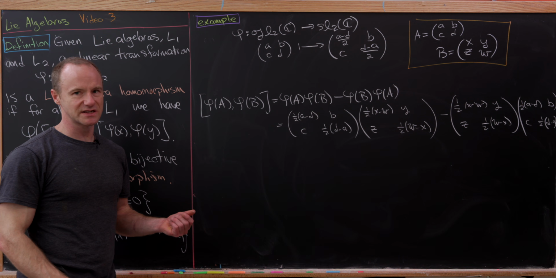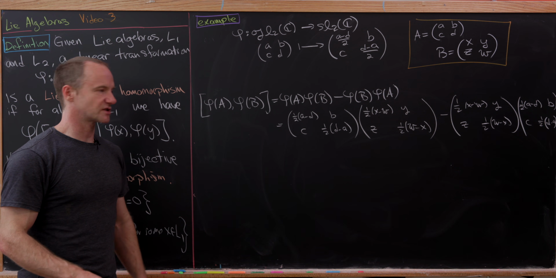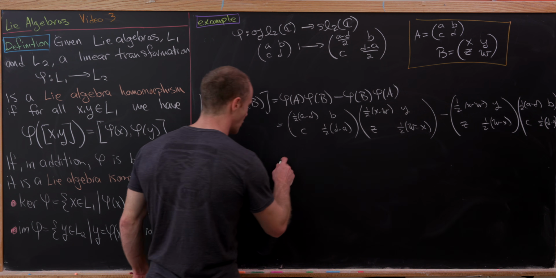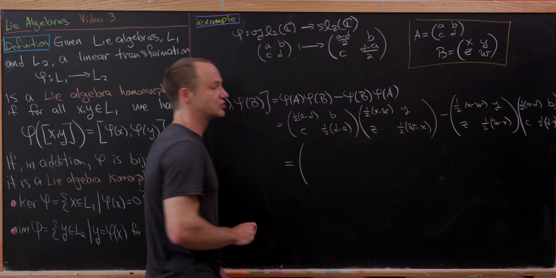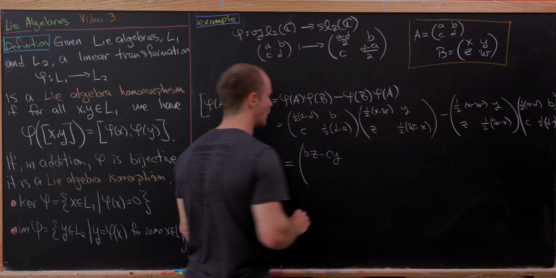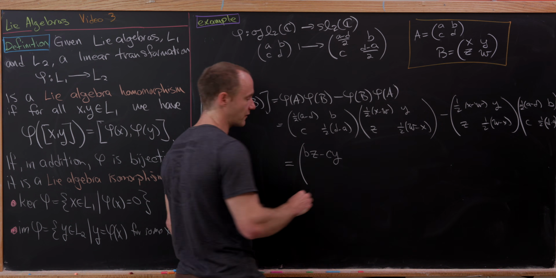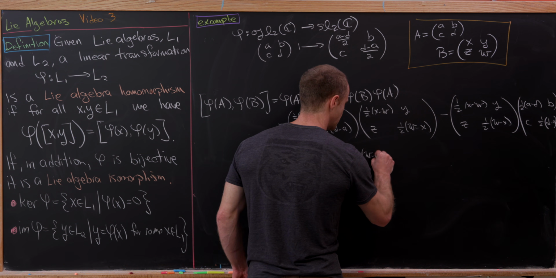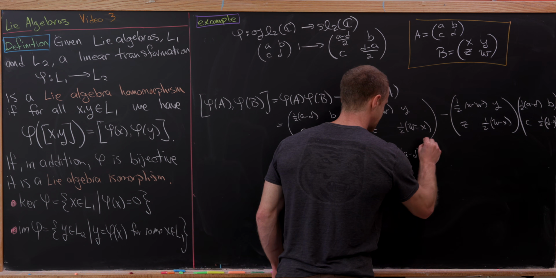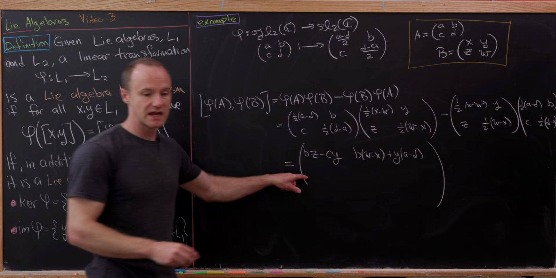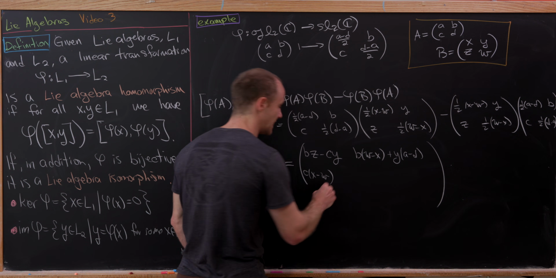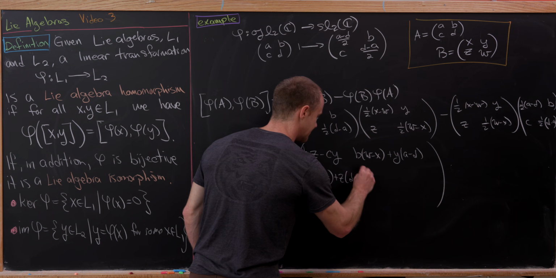But now it's essentially just doing a bunch of matrix multiplication and really matrix arithmetic. So I'll just show what it is in the end. After doing all of that calculation, you end up with BZ minus CY in that entry. Over here, you'll have B times (W minus X) plus Y times (A minus D). And down here, we'll have C times (X minus W) plus Z times (D minus A).